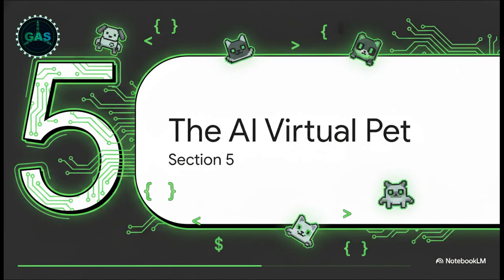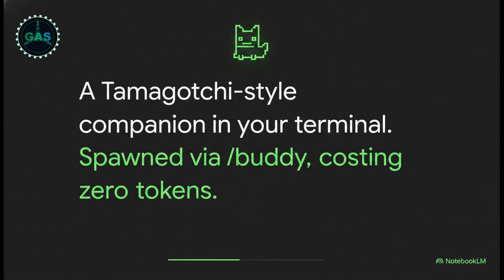All right, let's lighten things up a bit for Section 5, the AI virtual pet. Because mastering these elite terminal workflows doesn't have to be all work and no play, right? Tucked away in a recent update as an April Fool's Easter egg is the Claude Code Buddy. By just typing /buddy directly into your terminal, you instantly spawn a little Tamagotchi-style companion. And honestly, the best part? It costs absolute 0 tokens to run.